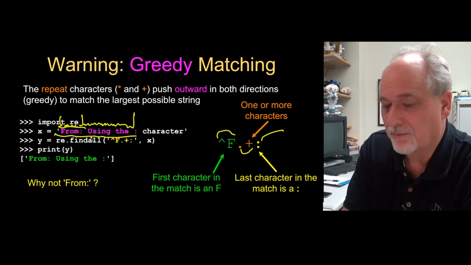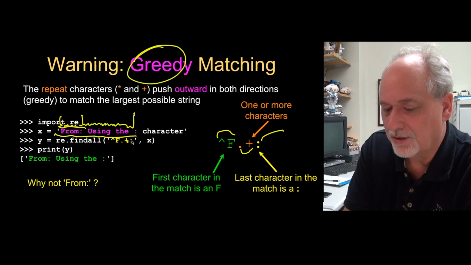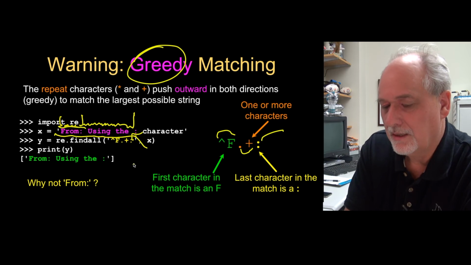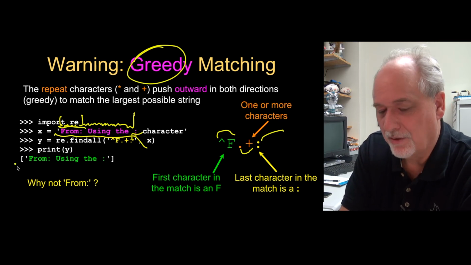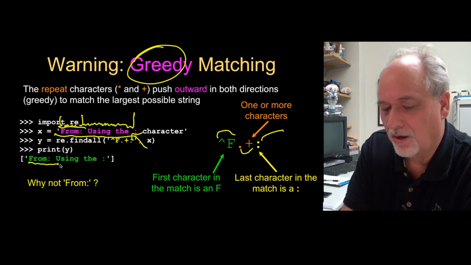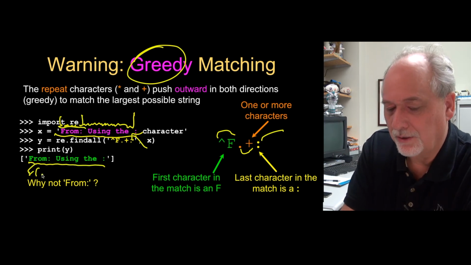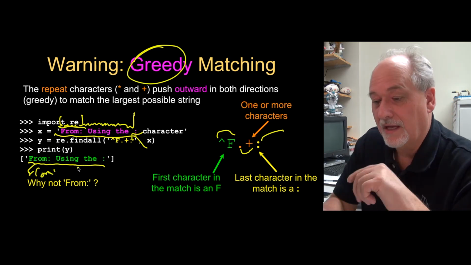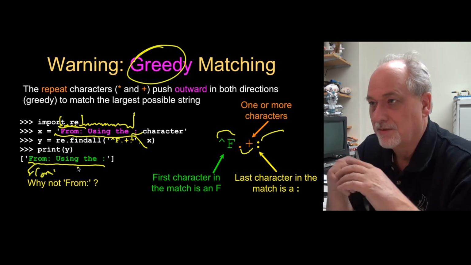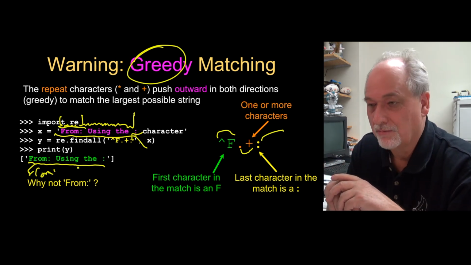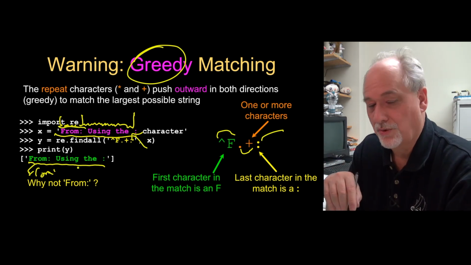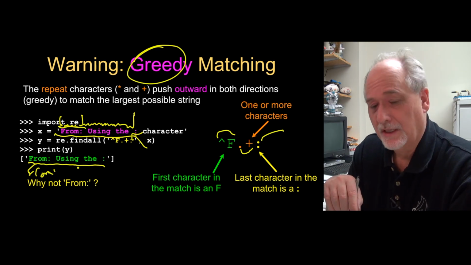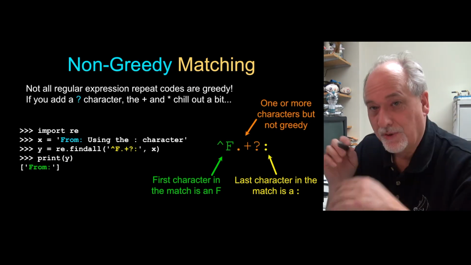And the answer is, with greedy matching, we get the larger of the two. And so what you get back is somewhat counterintuitive. You get the whole thing as the match, from colon using the. We could have got from colon, but the reason it picks this is this one's longer. So anytime it has a choice, it picks the longer one. And that's what greedy is, meaning it'd probably be better described as larger or tending toward the longest string or something like that.